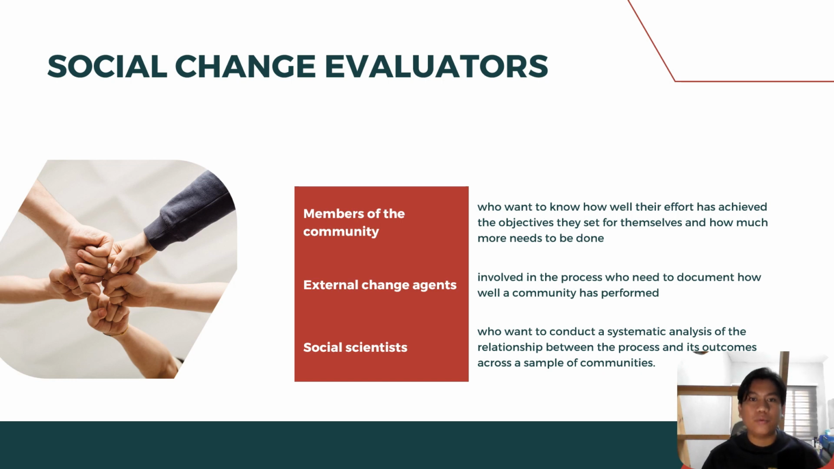Now that we know the basic concept of social change, let us discuss who the social change evaluators are. First are the members of the community, who want to know how well their effort has achieved the objectives they set for themselves and how much more needs to be done. Next are the external change agents involved in the process who need to document how well a community has performed, and social scientists who want to conduct a systematic analysis of the relationship between the process and its outcomes across a sample of communities.